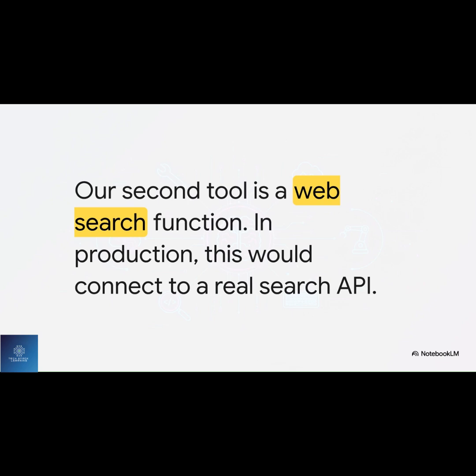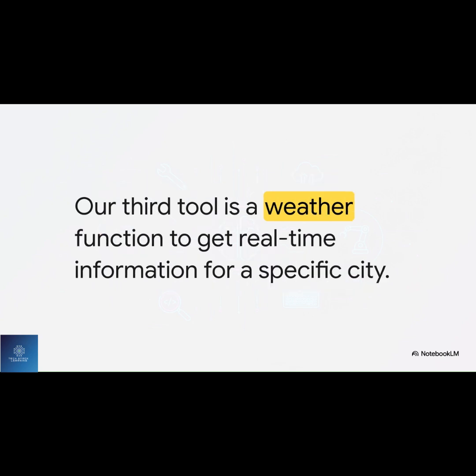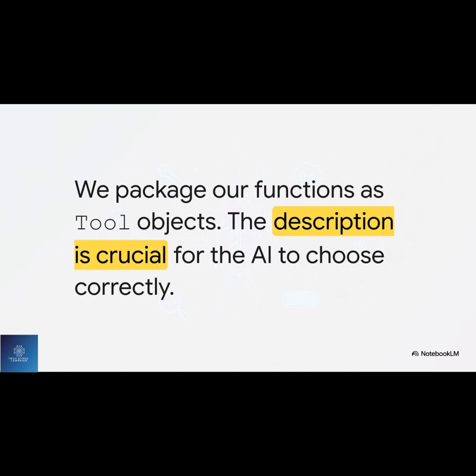But you can imagine, in a real app, this is where you'd plug in a real service, like the Google Search API, to get back actual live results from the internet. And to finish off our toolkit, here's our weather function. And again, just like the search tool, we're keeping it simple for this example, but it perfectly illustrates the concept, how an agent could call out to an external API to fetch real-time information for any city you ask it about. So we have our Python functions, but how does the agent actually know about them?